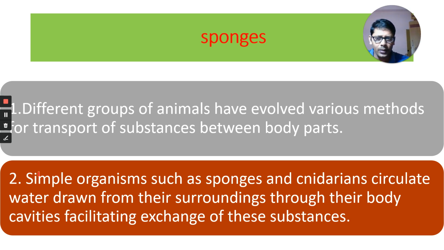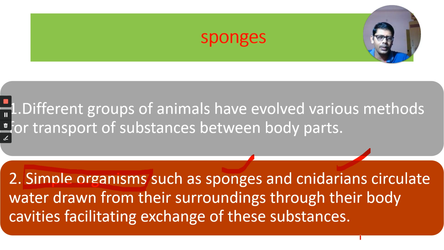What are the simple organisms here? Simple organisms such as sponges. What is another one? Cnidarians or coelenterates circulate water drawn from their surroundings. Porifera, sponges, live in water. All sponges are aquatic, generally marine, and some are freshwater, for example Spongilla. Cnidarians are also mostly marine. Hydra is a freshwater polyp. You learn those examples. They are totally living in water, there is no animal on land.